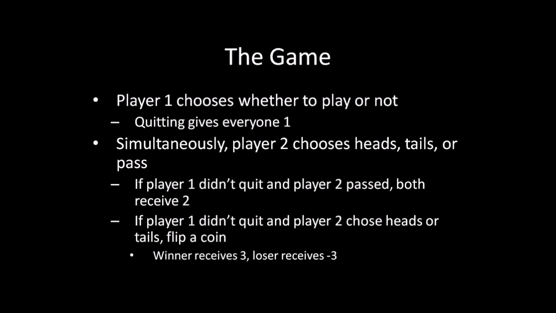So you should notice that if we have a situation where they actually play the game and player 2 chooses heads or tails, the expected value for both players under those circumstances is 0. Because half of the time the individual is going to win and half of the time the individual is going to lose. So 3 and -3 averages out to a flat 0.